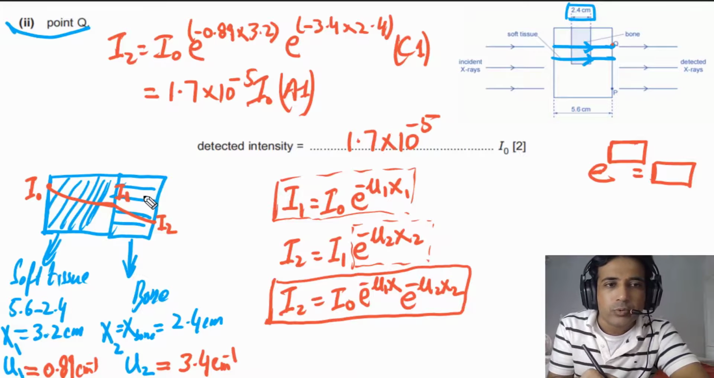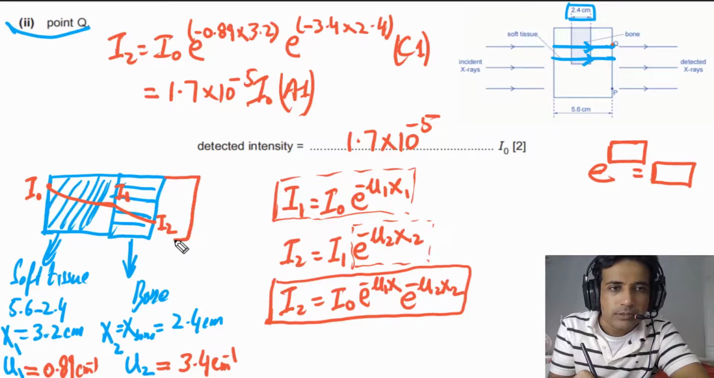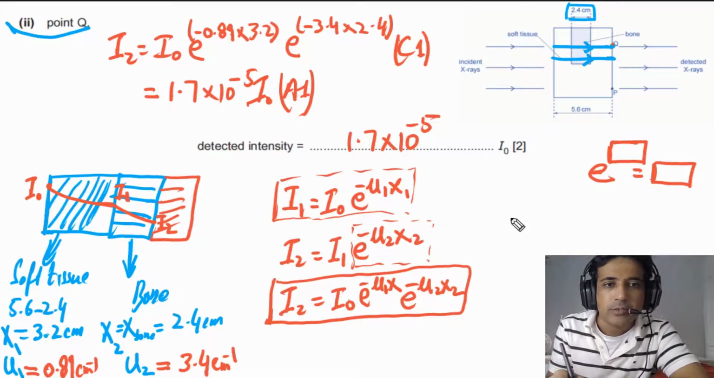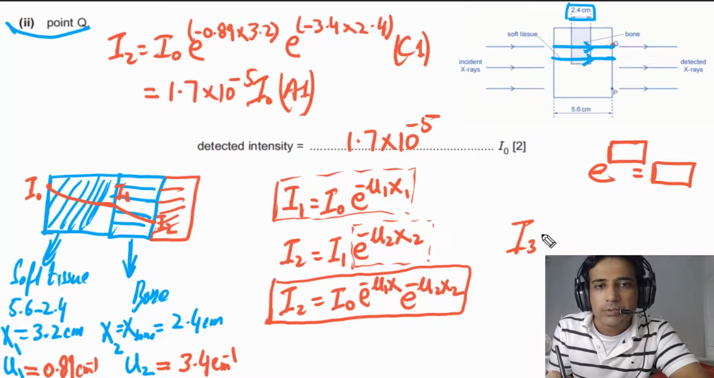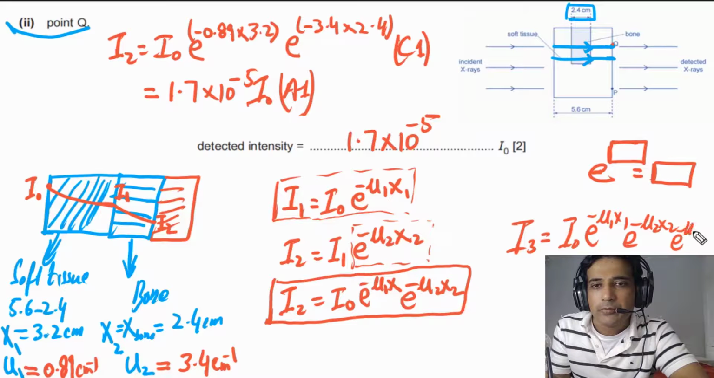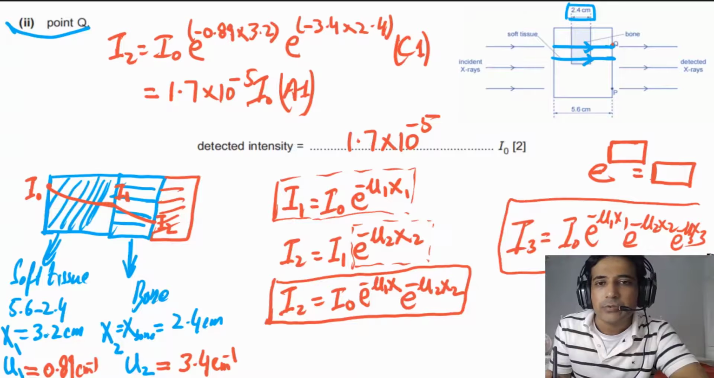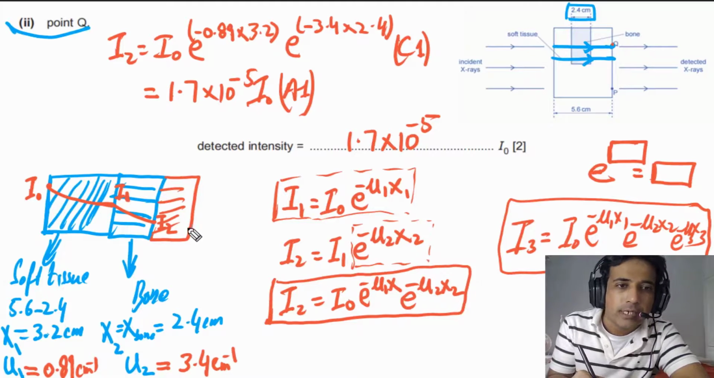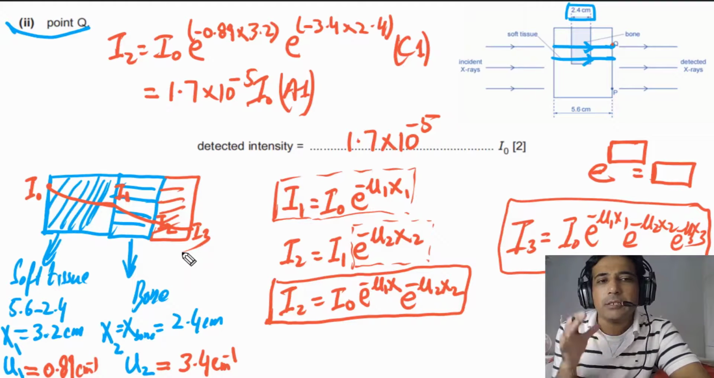But if you need to write this for 3 media, let's say we have another medium here. So I3 simply will be equal to I naught times e to the power of negative mu1 x1, e to the power of negative mu2 x2, e to the power of negative mu3 x3. So you can also find out the value of I3 at this point. For any number of media, it doesn't matter. The same approach you can use.